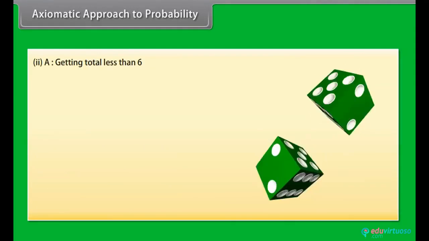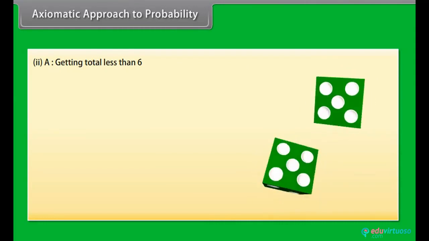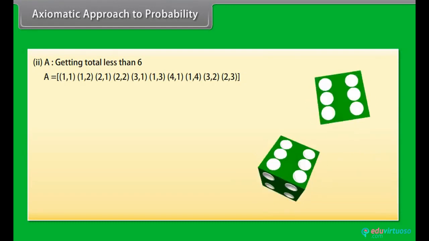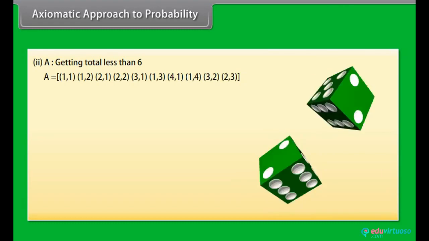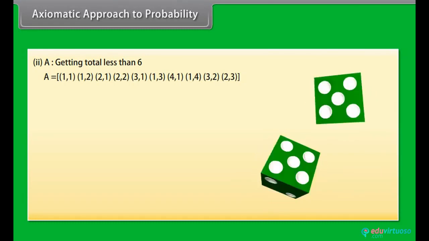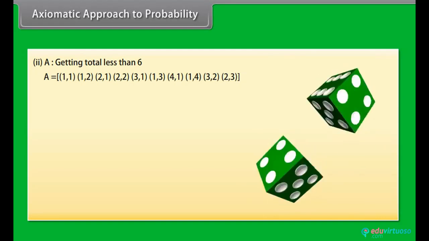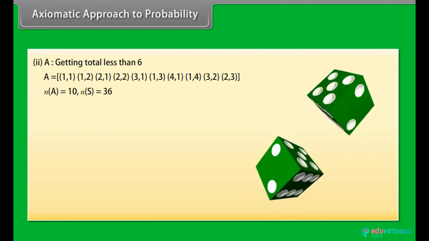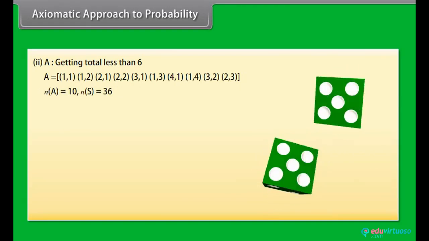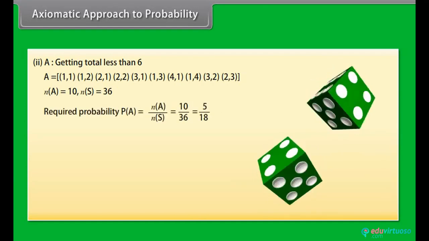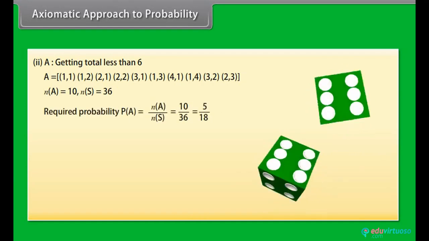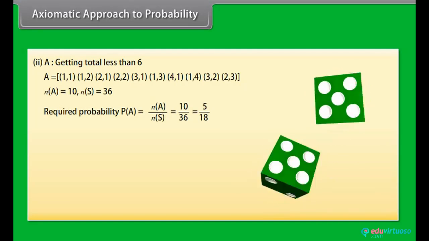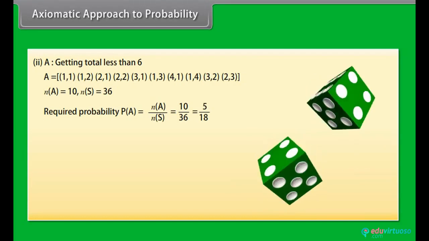2. A. Getting total less than 6. A is equal to 1,1, 1,2, 2,1, 2,2, 3,1, 1,3, 4,1, 1,4, 3,2, 2,3. NA is equal to 10. NS is equal to 36. Required probability PA is equal to NA by NS is equal to 10 by 36 is equal to 5 by 18.